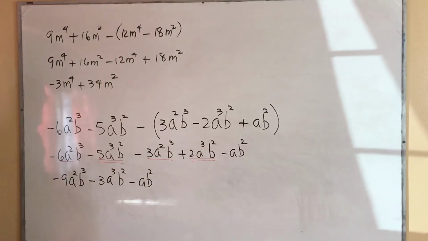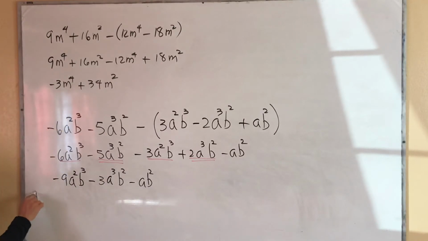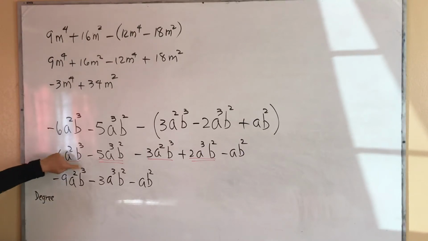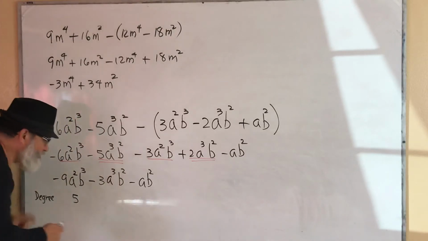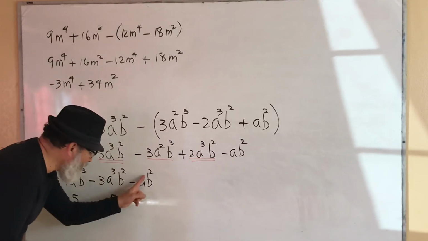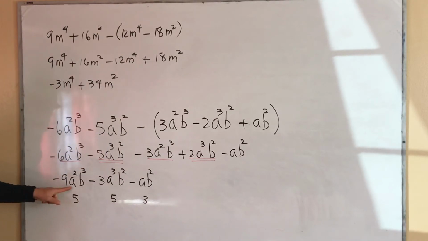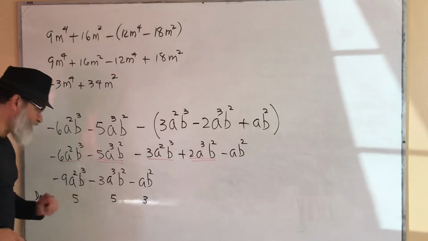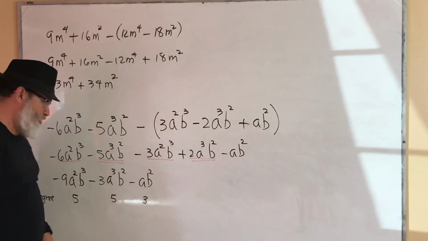By the way, the degree for this term is the sum of the powers of the variables. So this term is of degree 5. This term is of degree 5. And what about this one? What's the degree for that one? Oh, 1 plus 2, that's a degree of 3. This term is degree 5, this term is degree 5, and this term is degree 3.